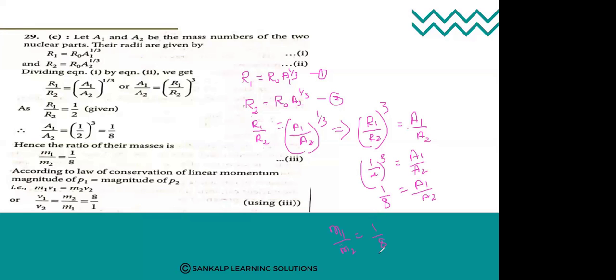According to the law of conservation of linear momentum, students, since we need velocity, we use this concept; otherwise it is not possible to find the velocity. According to conservation of linear momentum, the momentum before collision is equal to the momentum after collision. So the velocity ratio v1 by v2 is equal to m2 by m1. Since m1 by m2 is 1 by 8, it will be 8 by 1. So the answer is 8 is to 1, or 8 by 1. Option C. Copy down.